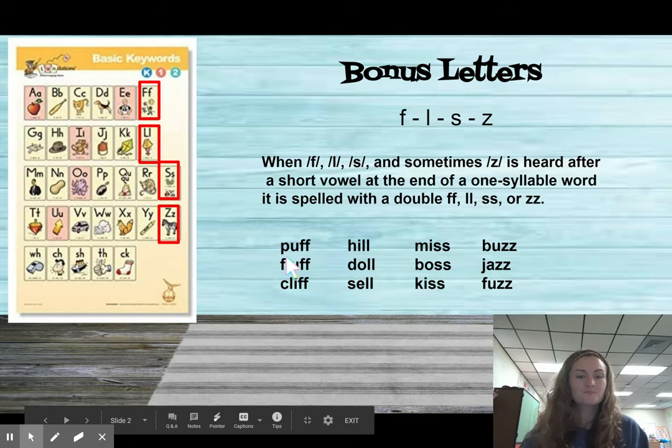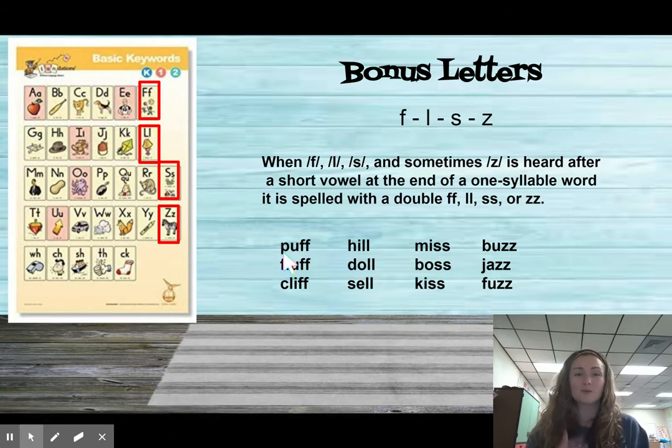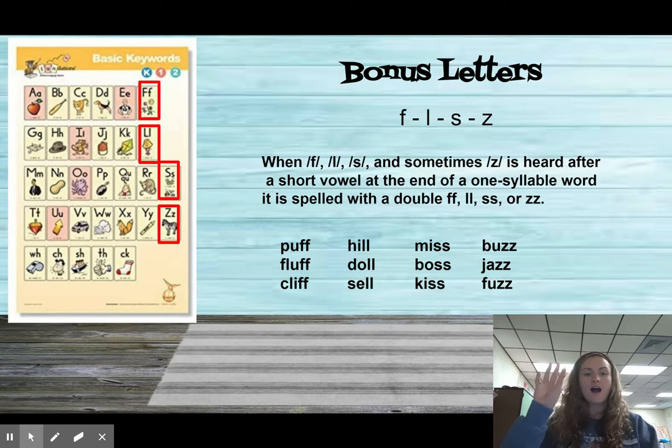So let's look at the examples on our page right here. So we're going to read these together. Ready? We're going to tap them out. P, u, f, puff. So 3 sounds, 4 letters. That extra F doesn't say anything. Here's our next one. F, l, u, f, fluff. That bonus F comes after that short vowel. Here's our next one. K, l, i, f, cliff. Again, we have that bonus F because that F comes right after a short vowel sound.